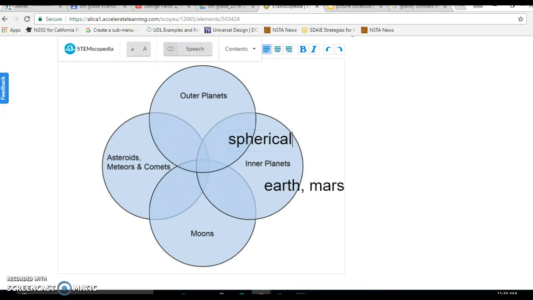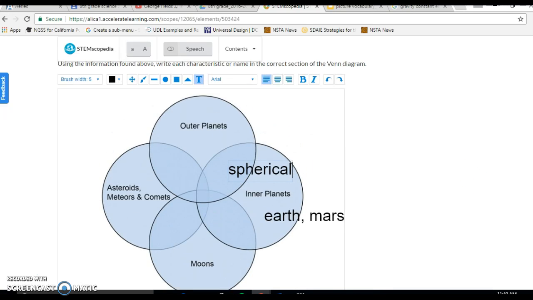So I expect you to be able to put in important words in between that show something in common between any overlapping bubbles, because these zones here, this one, this one, this one, and this one, show what they have in common. Anywhere a bubble overlaps, it's something they have in common. And something that inner and outer planets have in common, again, is that they're spherical or kind of round. They're circular shape.